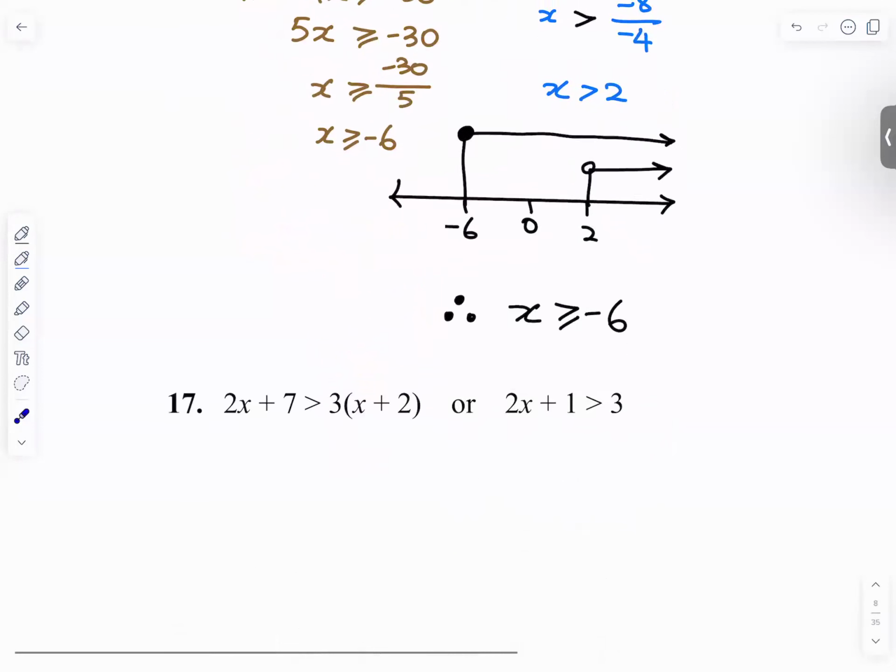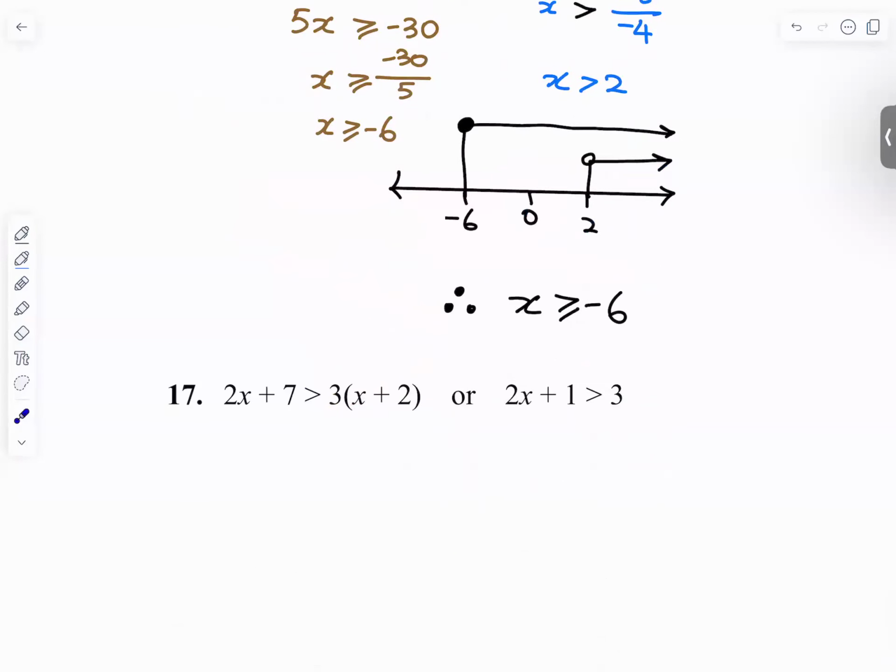Okay, cool. Open up the brackets first for next question.